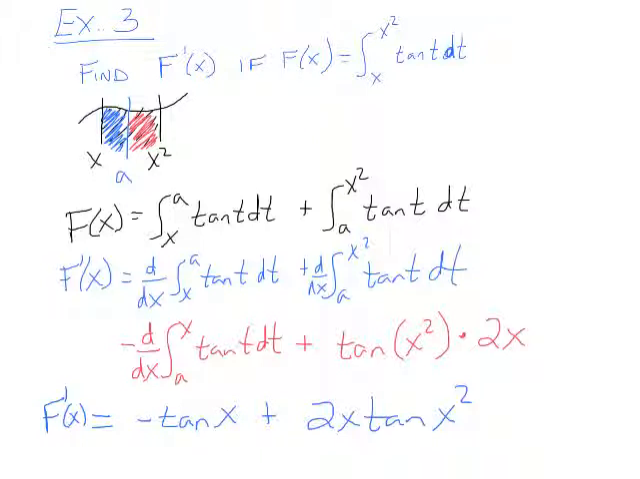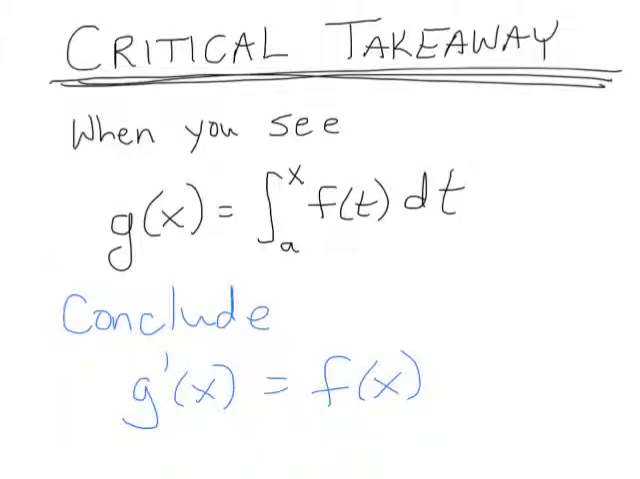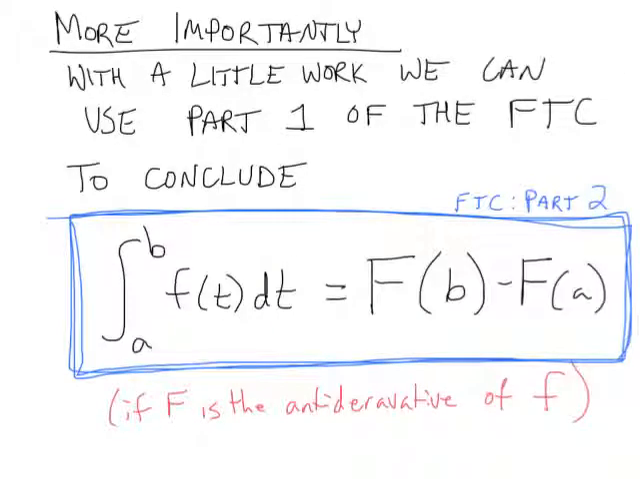So what's the critical takeaway from this lesson? Whenever you see g of x is equal to the integral from a to x of f(t) dt, you can conclude that g prime of x is equal to f of x. More importantly, with a little work, we can use part 1 of the fundamental theorem of calculus to conclude part 2, which allows us to evaluate a definite integral.